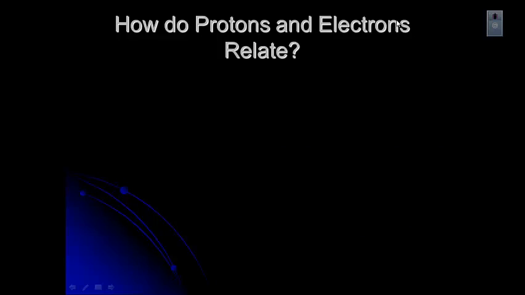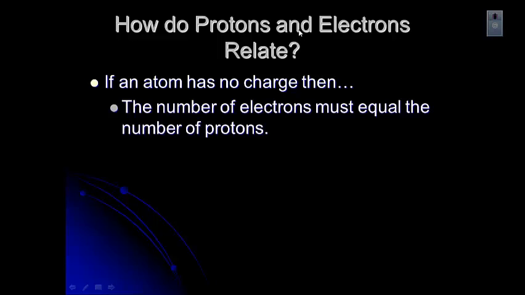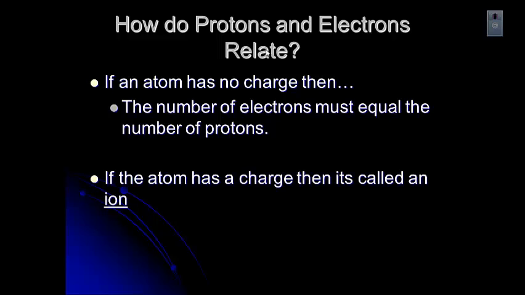Protons and electrons: when we have an atom that has no charge, if protons have a +1 charge and electrons have a -1 charge, and there's no charge on a neutral atom, then the number of electrons has to equal the number of protons. It's a neutral atom, so pluses and minuses are equal. If an atom has a charge, it's called an ion, and that results from an imbalance between the protons and the electrons, and we'll get into that a little bit more later.